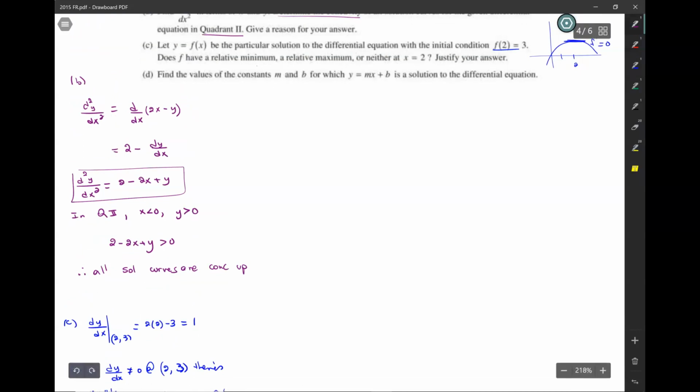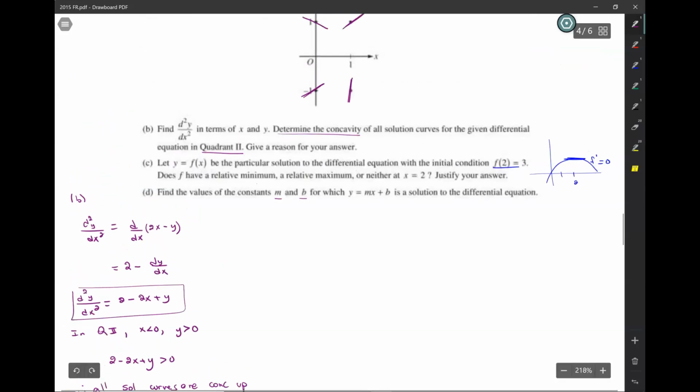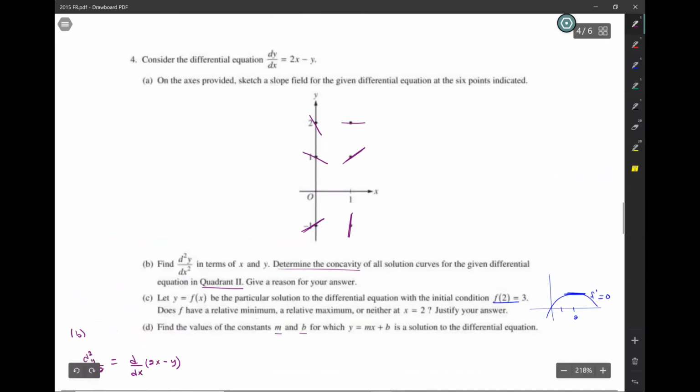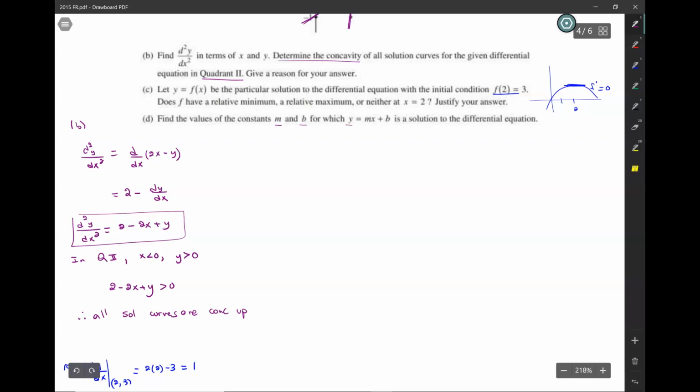Next, find the values of the constants m and b for which y equals mx plus b is a solution to the differential equation. If y equals some function is a solution of this, that means it must satisfy this for dy dx, right? Whatever solution I get, it has to satisfy dy dx equal to 2x minus y, right? So if this is going to be a solution of that, then dy dx, right?